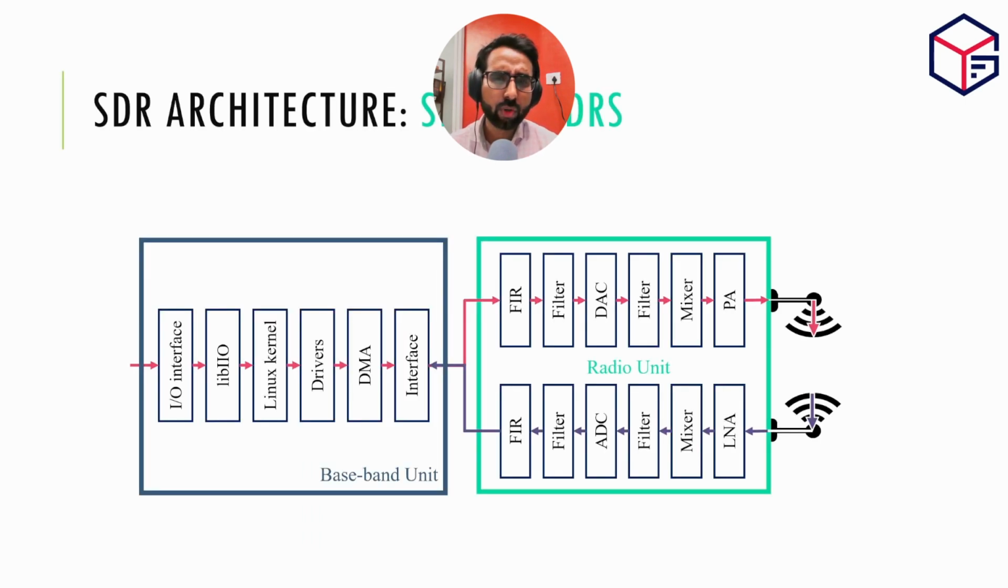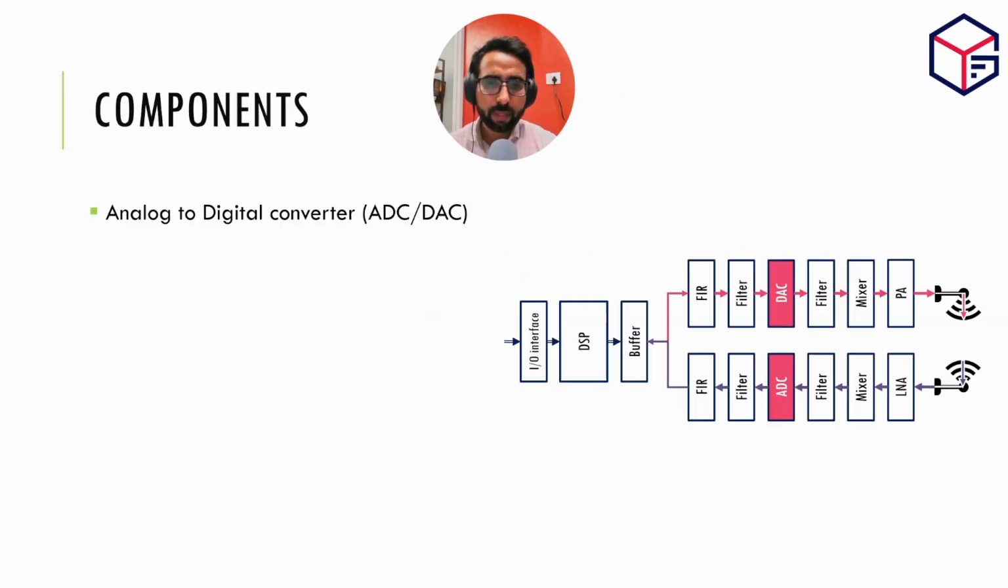So this is the architecture of a very simple software-defined radio. Actually, this is the architecture of the PlutoSDR designed by Analog Devices, which is a really good SDR in my opinion for amateurs. Now, one can see it consists of two parts. One is the signal processor part, the other one is the radio unit part. Now, what are these components?